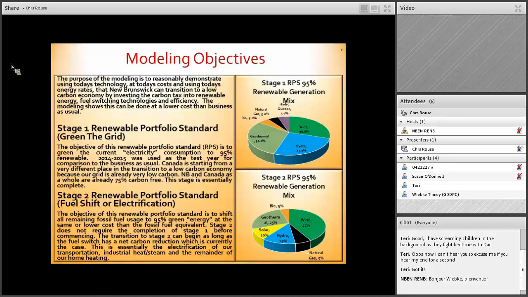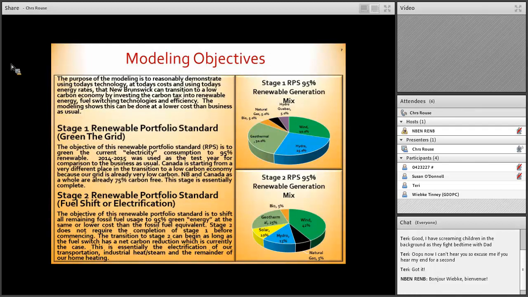The load from 2014-15 was used as a test year for comparison to business as usual. So by using the same load and using today's cost, it was really easy to make a really meaningful comparison to where we are right now and where we could be, given the same amount of energy sold and using the same energy patterns.